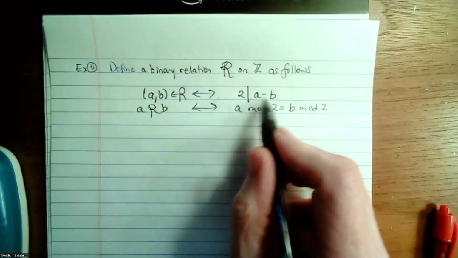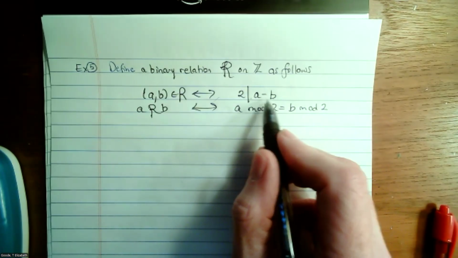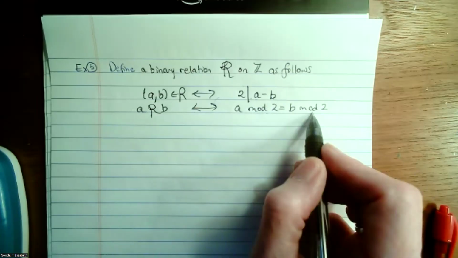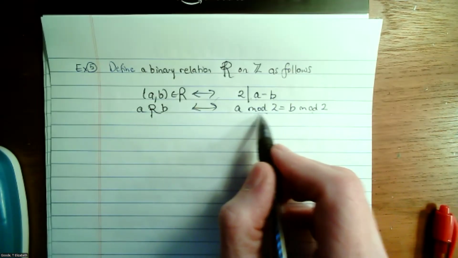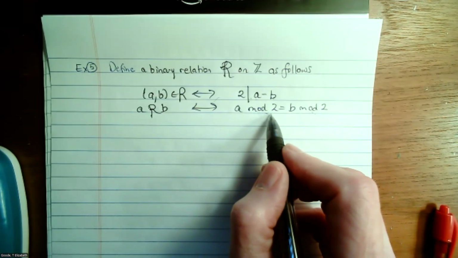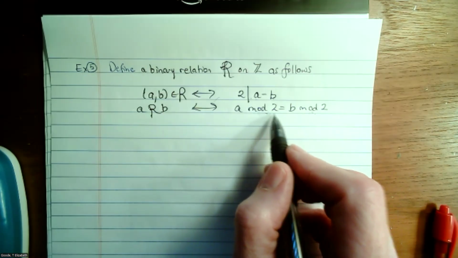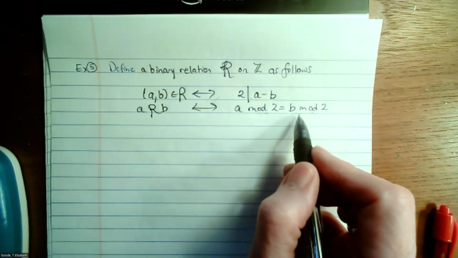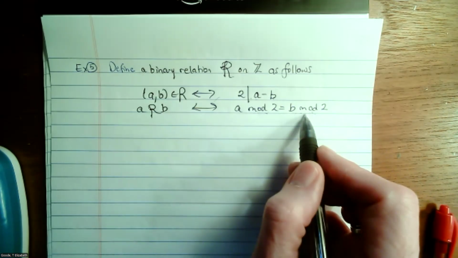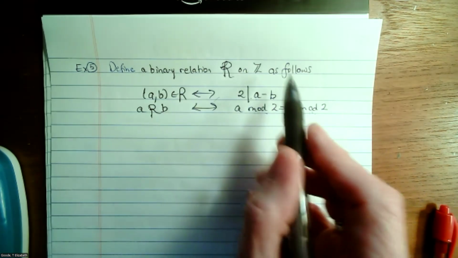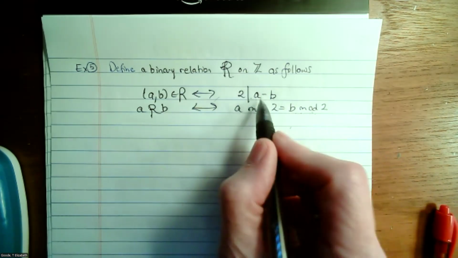Because if 2 divides the difference between A and B, it means either A and B are both even or A and B are both odd. And that's what it means for their mod 2 values to be the same. A mod 2 is either 0 or 1, and if it's equal to B mod 2, then they have the same remainder when divided by 2. That means either they're both even and their remainders are both 0, or they're both odd and the remainders are both 1.